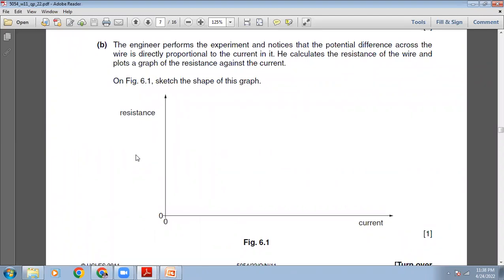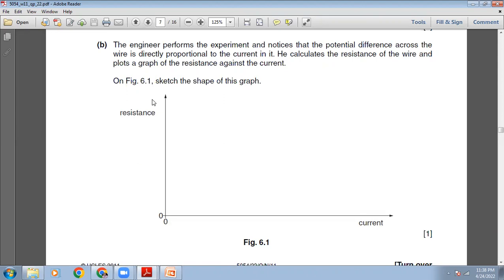The engineer performs the experiment and notices that the potential difference across the wire is directly proportional to the current in it. He calculates the resistance of the wire and plots a graph of the resistance against the current. So you see the potential difference is directly proportional to the current. That means that this wire is obeying Ohm's law. If the voltage and the current are directly proportional to each other, it obeys Ohm's law. We call it an ohmic conductor, and its resistance does not change.